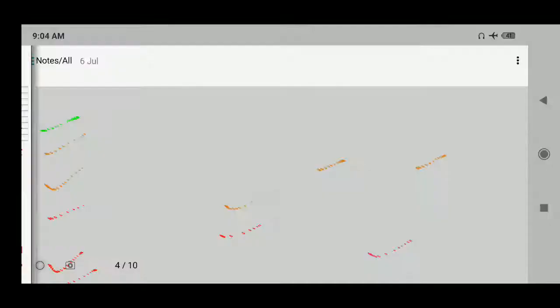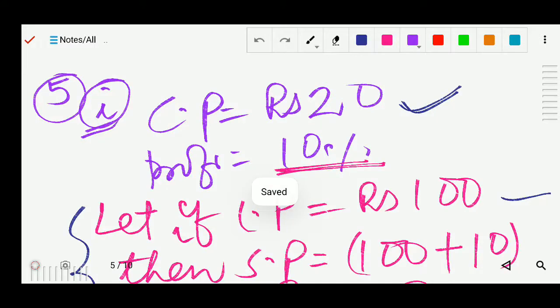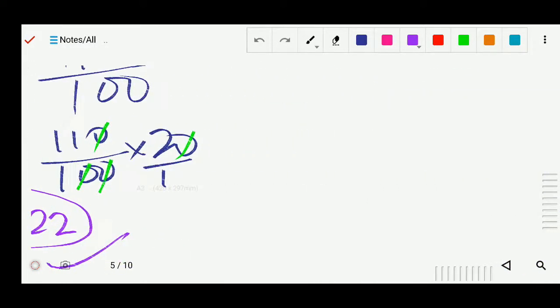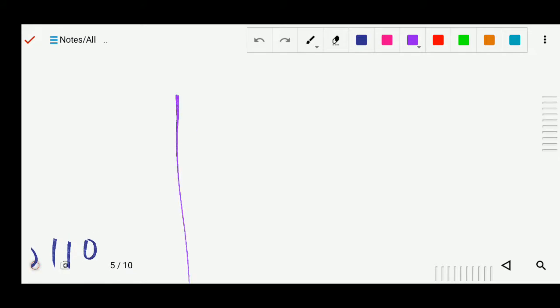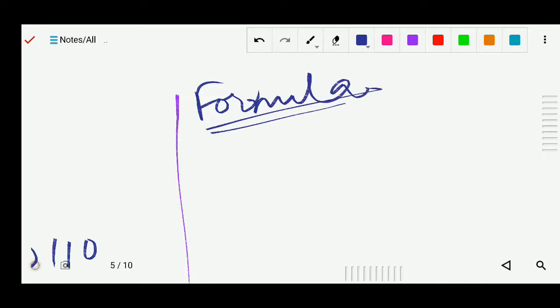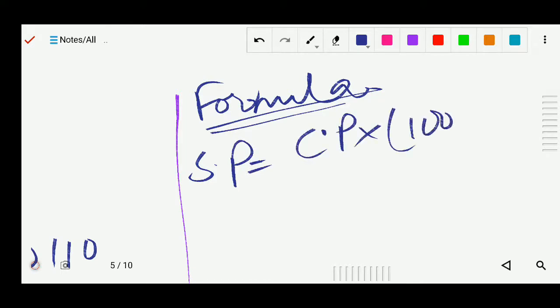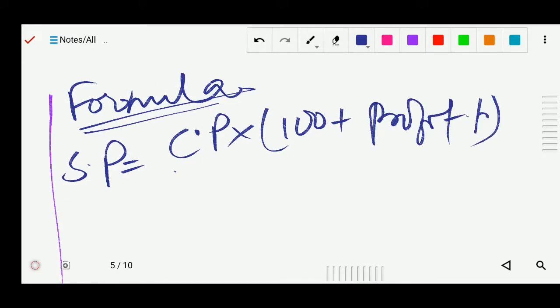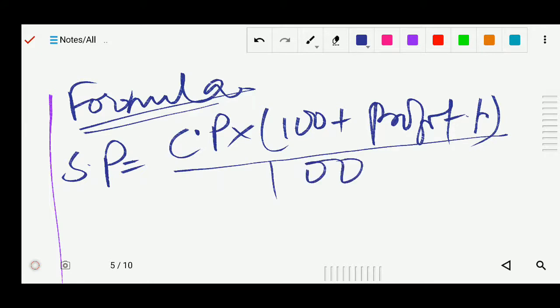So this formula I will use here, and we will check this by the method of formula as well. Let's see what answer we will get from this. So the formula is SP equals to CP into 100 plus profit percent, okay, now divided by 100.